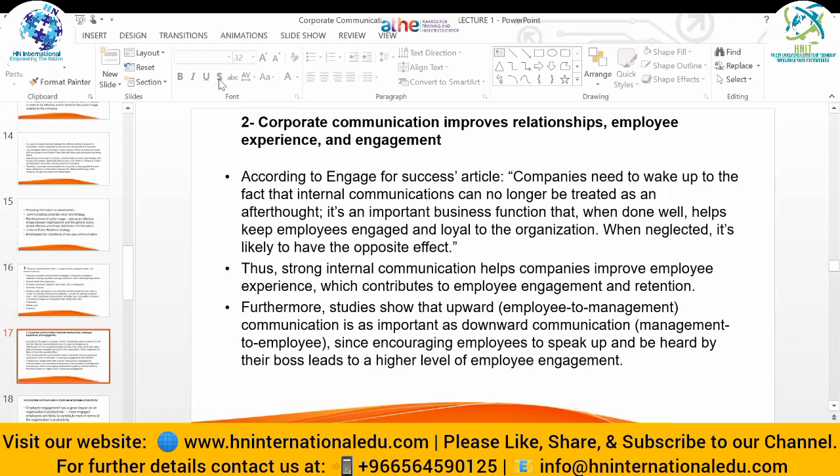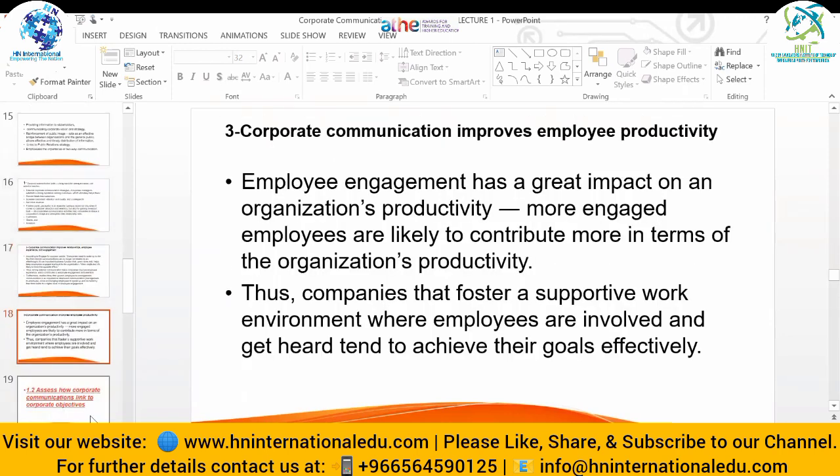Strong internal communication helps companies improve employee experience, which contributes to employee engagement and retention. Obviously, the corporate communication improves employee productivity. That is how they're going to be productive for your organization. Employee engagement has a great impact on an organization's productivity. More engaged employees are likely to contribute more in terms of the organization's productivity.